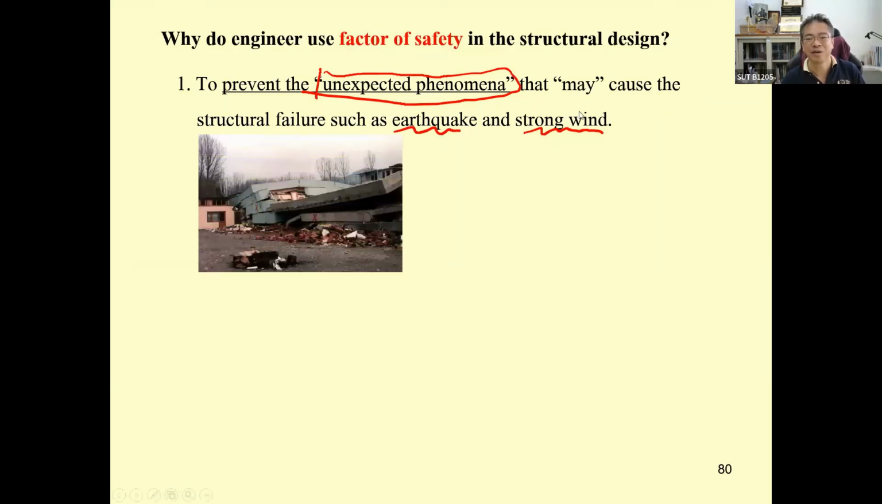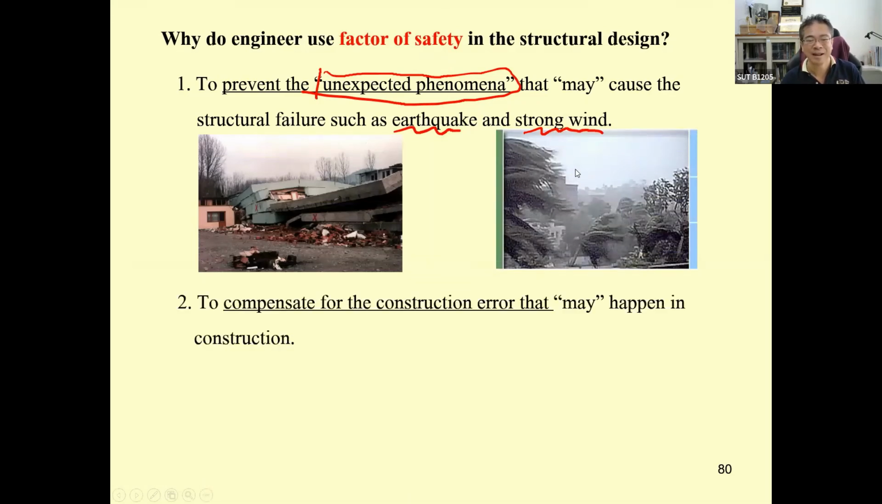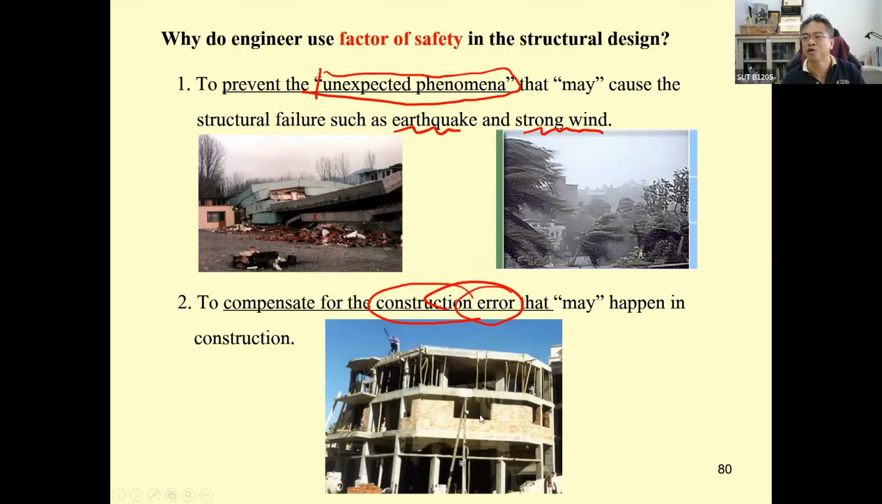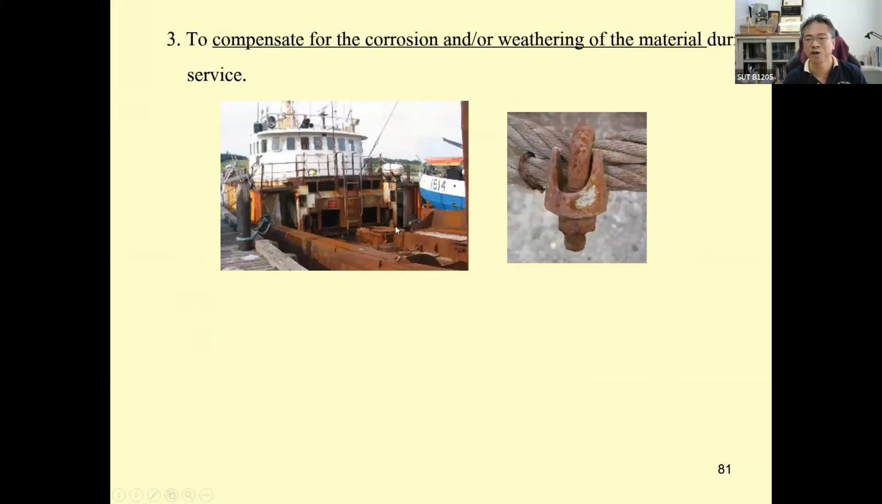Okay, that is going to help us. If not all, it helps some. The second one is to compensate for the construction error. Sometimes, especially when we construct a reinforced concrete structure like this, people are subject to the weather environment. So the quality control of that kind of construction may not be that good. So the factor of safety is going to take care of that. There is some weathering, there is some corrosion in our structure. Factor of safety also takes care of it.